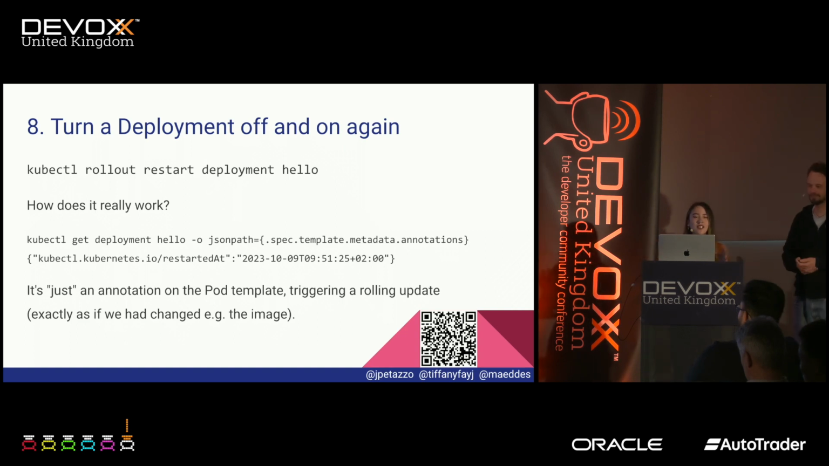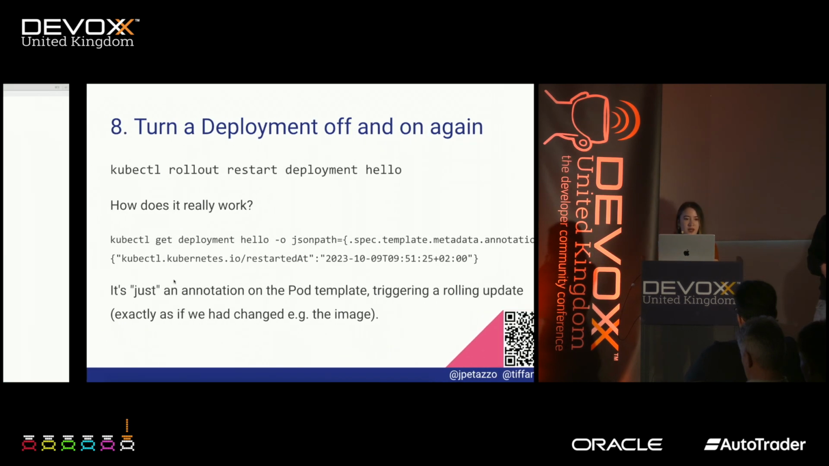One way is with kubectl rollout. Who has ever used kubectl rollout? Okay, a few hands. Basically what happens here is it ends up restarting your deployment. The pod or pods that you have running will go away, and it'll start new ones up. All it's basically doing is adding an annotation, which is triggering an update.